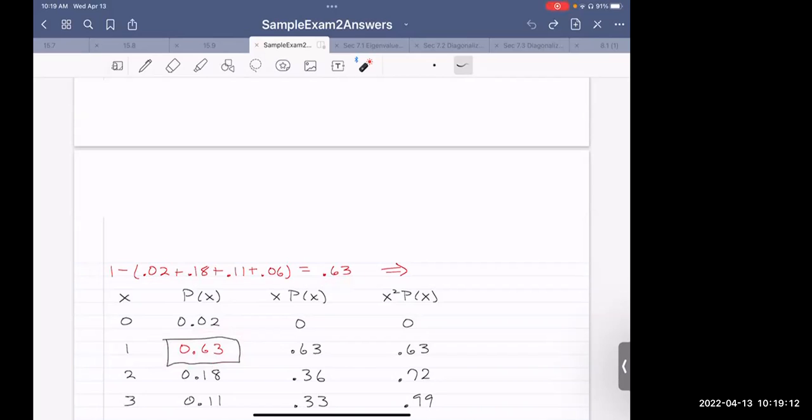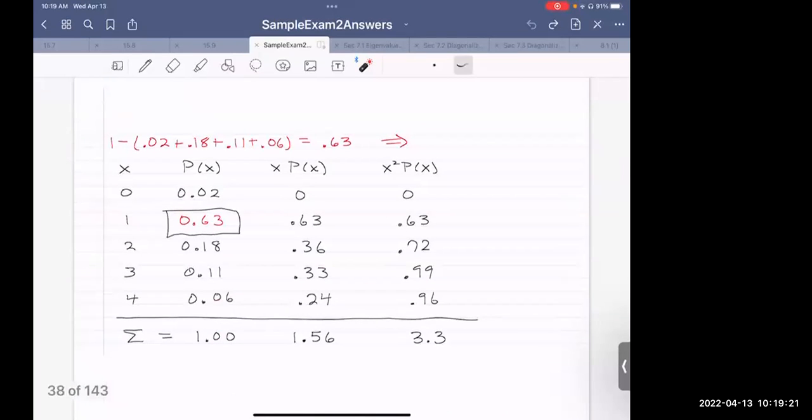We also want to find the standard deviation for this distribution. So I must attach 2 additional columns to my distribution, the x p of x column and the x squared p of x column. To get the third column, the x p of x column, I multiply the first and second column. 0 times 0.02, 0. 1 times 0.63, 0.63. 2 times 0.18, 0.36. 3 times 0.11, 0.33. 4 times 0.06, 0.24.